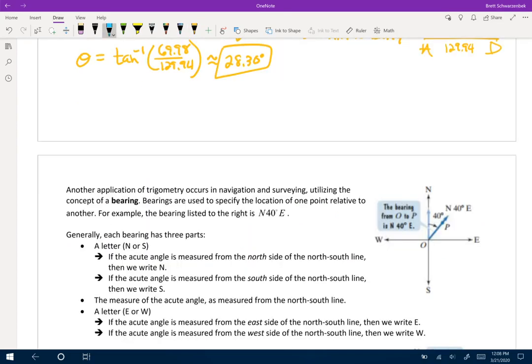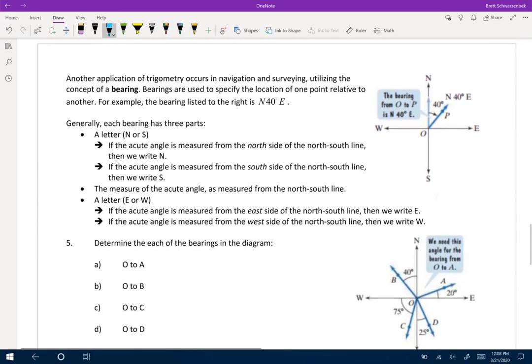The last application in this section is called bearings. Bearings are used in nautical travel on the sea, so we use this as an interesting application of trig. First thing you have to learn is how measurements and directions are actually displayed in bearing language. So we're going to start there. It says right here, general, each bearing has 3 parts. If we look at an example of a bearing measurement, you'll see that it starts with N. So logically, that is north. So it is always going to start with a north or a south.